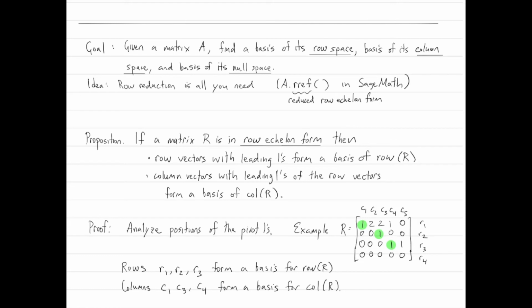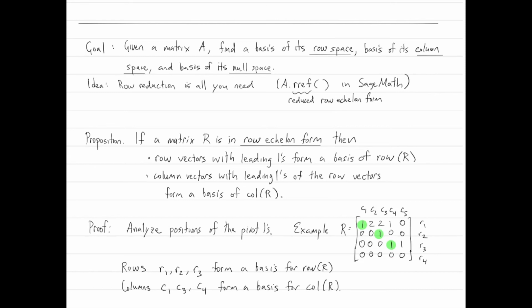So the leading ones are the pivots. And then the claim is that these rows, R1, R2, and R3, containing the leading ones or the pivots, form a basis of the row space. And the columns containing those pivot ones, so this time it's column 1, not column 2, you do include column 3 in the basis, and you do also include column 4. So they form a basis for the column space.